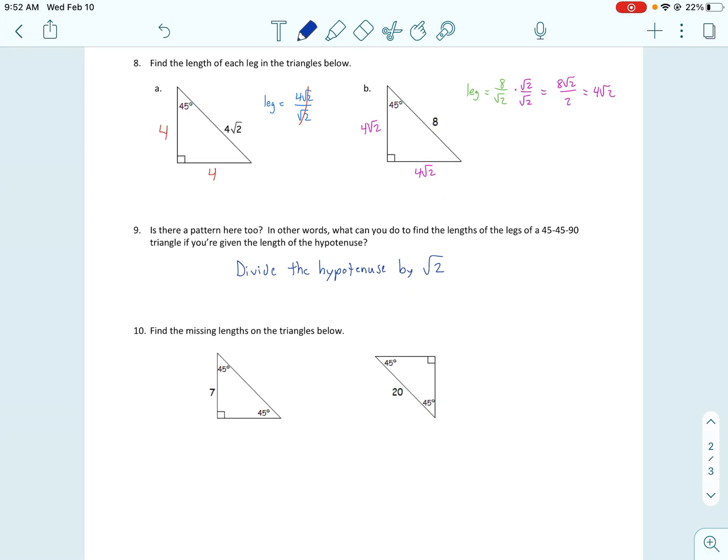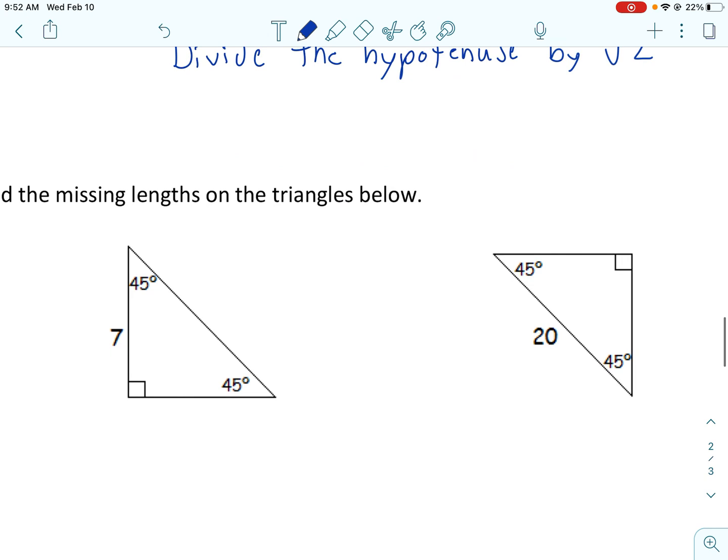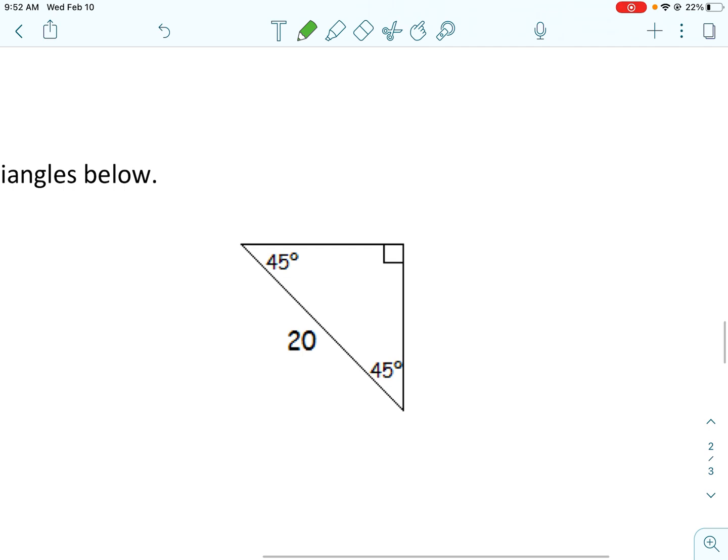All right, just a couple practice problems here. Let's find the missing lengths. So here we are given a leg. We automatically know the other leg is 7. And the hypotenuse is radical 2 times that. There you go. Now we know the hypotenuse is 20.